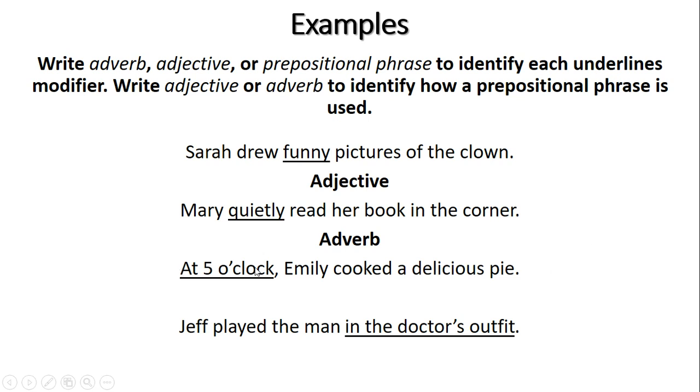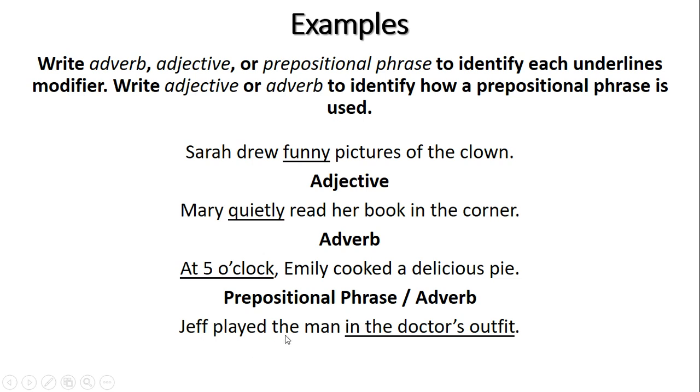My next sentence, at 5 o'clock, Emily cooked a delicious pie. Emily, at 5 o'clock, what is it at 5 o'clock? Is it Emily at 5 o'clock? Or is that when it was cooked? It was when it was cooked. So this is an example of a prepositional phrase, and this prepositional phrase is telling when it was cooked. So this would be an example of a prepositional phrase that is modifying the verb. So we would write prepositional phrase and it's being used as a verb.